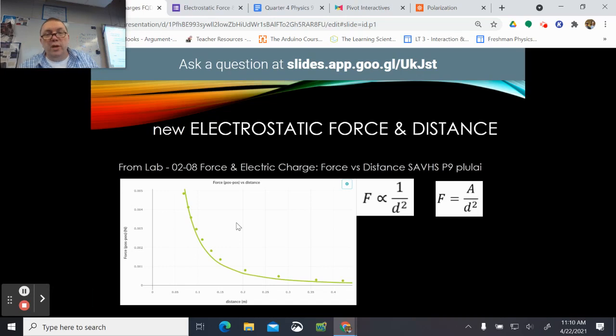Hopefully, when we were going through the Pivot Interactives, I forgot to change the title there, Force and Electric Charge Lab, hopefully we got some sort of a curve that looked like this. Now, not all of our dots are going to be dead on the curve, the best fit line, the trend line, but the line tends to represent all of our dots. So the line is a really powerful thing. The line includes all of what's going on, where the dots are just individual trials.